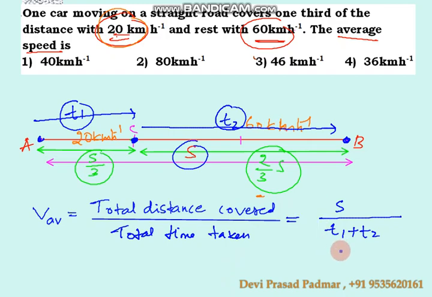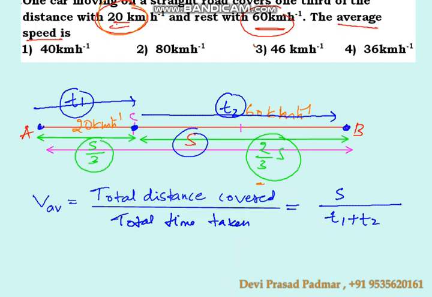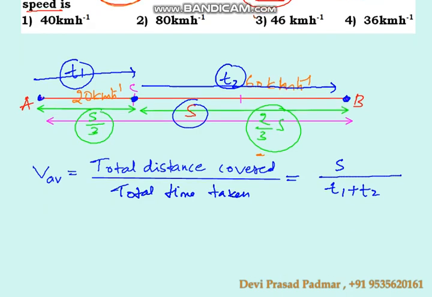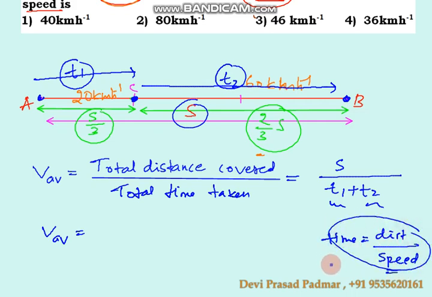So total displacement divided by total time taken we got. But in the problem, the value of time is not given. Only distance and speed values are given. Therefore we can rewrite the expression of time in terms of speed and distance. Speed equals distance by time, therefore time equals distance by speed. So we can make use of this relation here. The total distance is S itself.